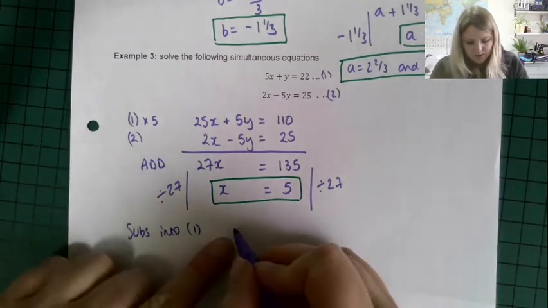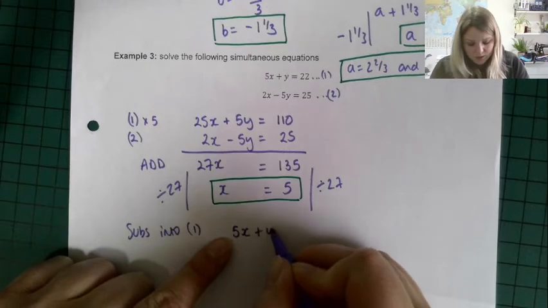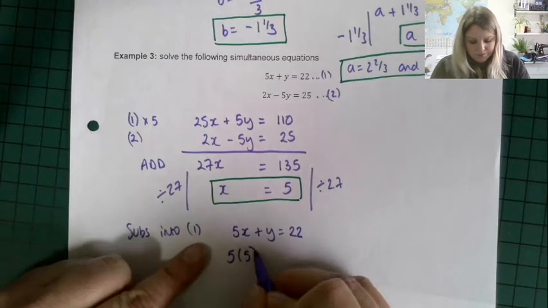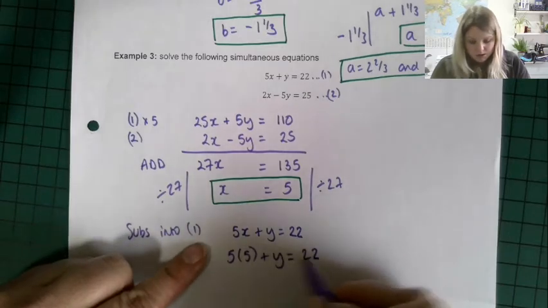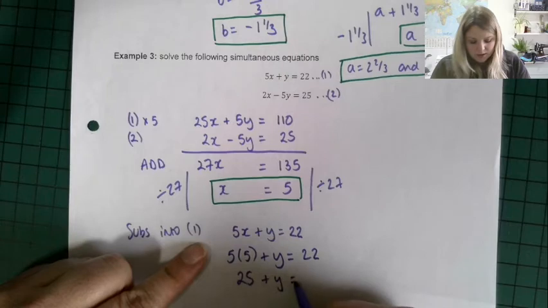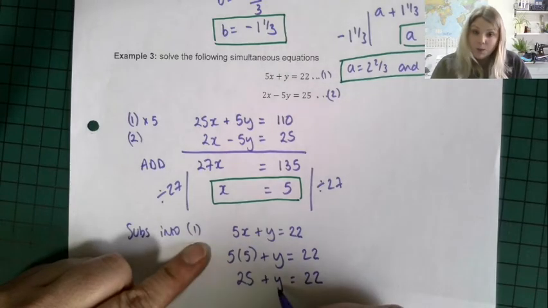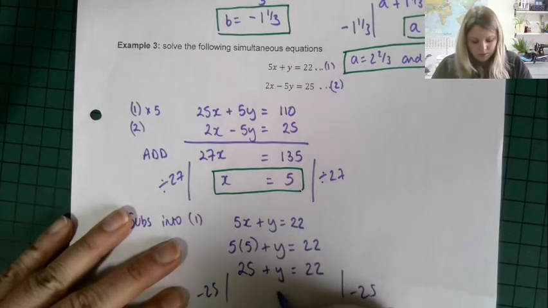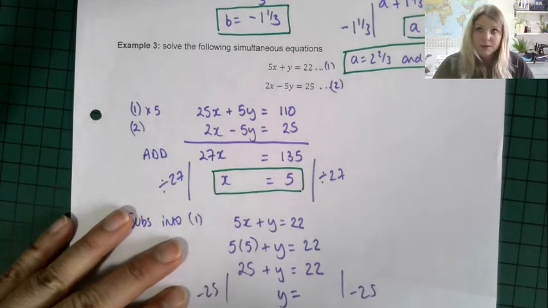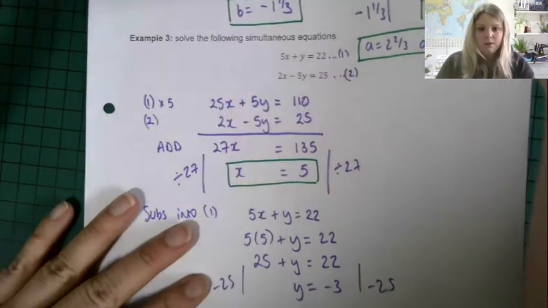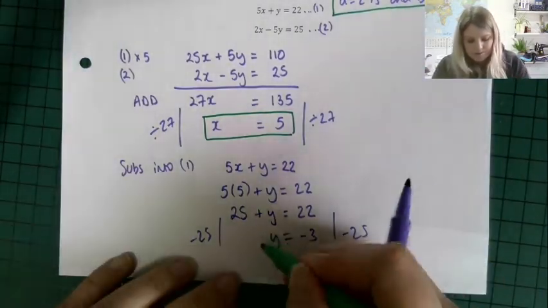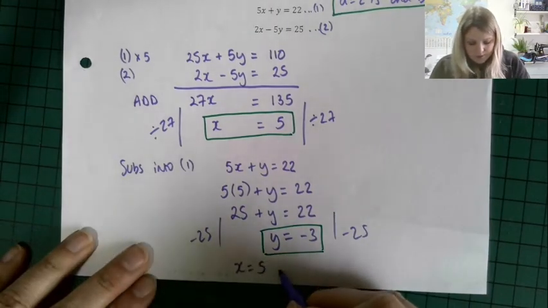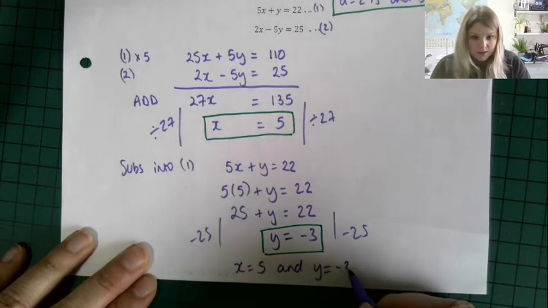So equation 1 is 5x plus y equals 22. So 5x is 5 plus y equals 22. So that's 25 plus y equals 22. Get y on its own, take away 25 from both sides. So I'm just left with y there. 22 take away 25 is minus 3. So that gives me that. So my answer here is x equals 5 and y equals minus 3.